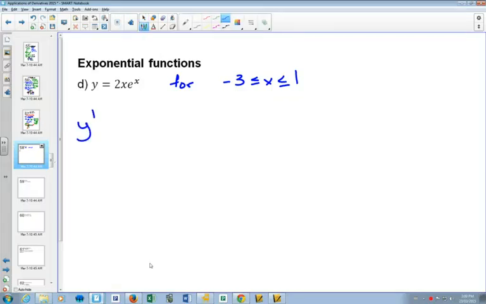We're going to restrict the domain, just look at the graph from -3 to 1. Afterwards, we'll also discuss what would happen if this went on to infinity in both directions.